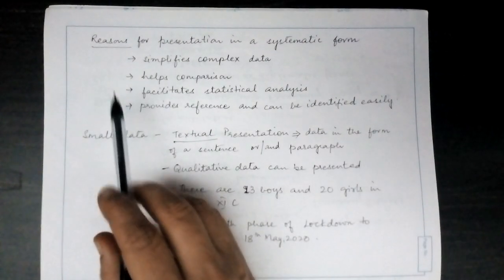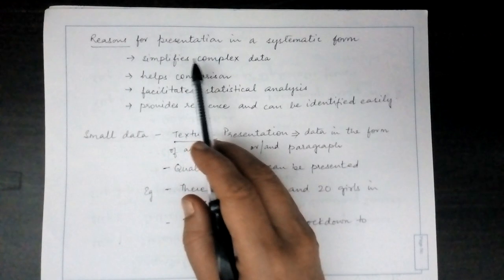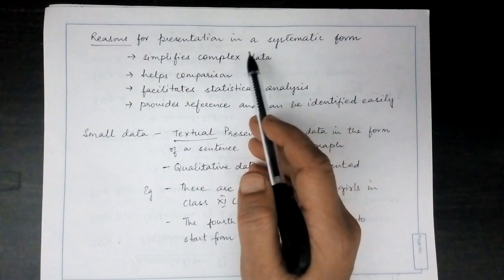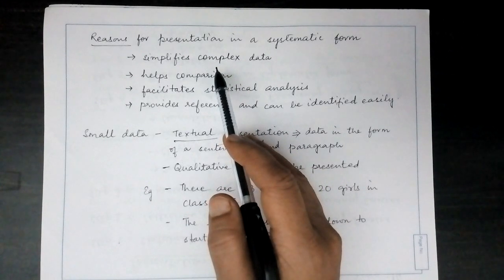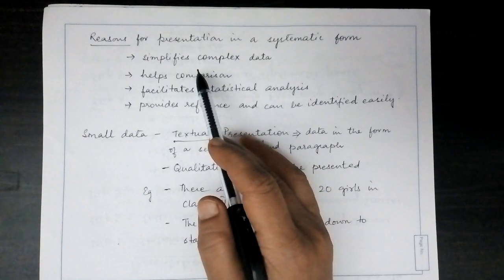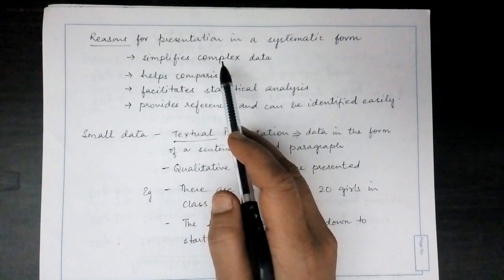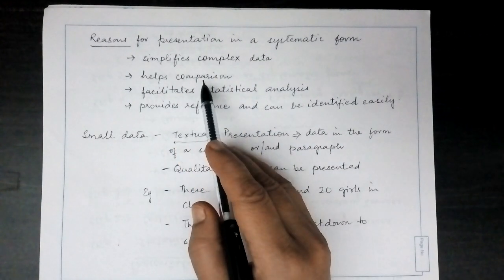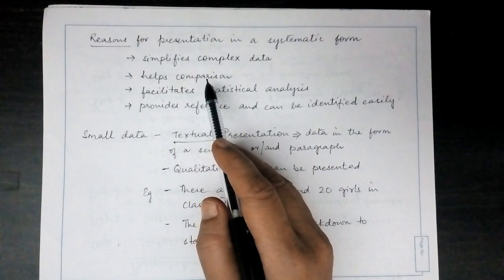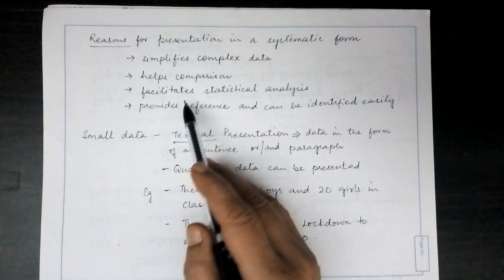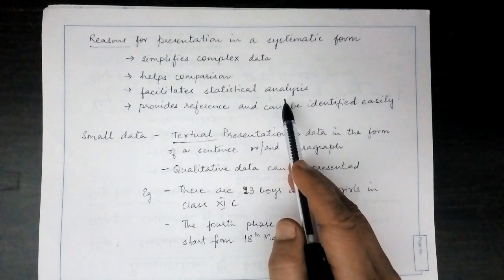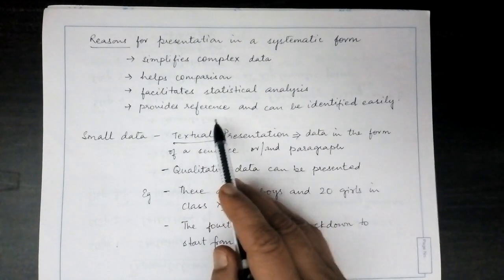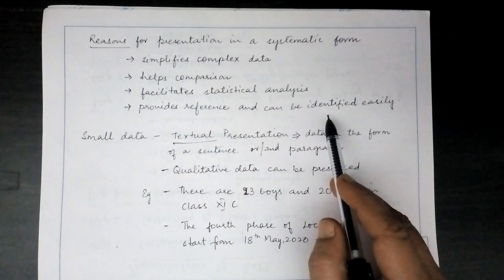Let's learn what is the need or what are the reasons for presentation of data in a systematic form. Presentation of data helps us to simplify the complex data. It helps us in comparison of the data. Third, it facilitates statistical analysis. And then it provides a quick reference and can be identified easily.